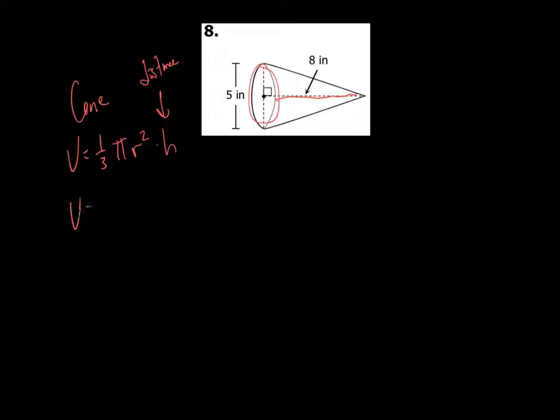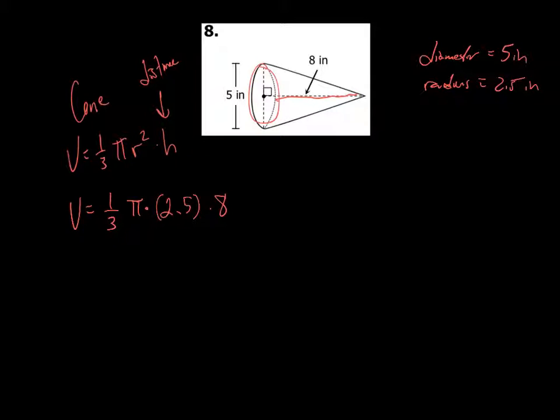So volume is going to equal 1/3 pi times, well, diameter is equal to 5 inches. So radius is going to be equal to 2.5 inches, half the diameter. So that's 2.5 times the height, which is 8 inches. And now just take your time. I guess the safest bet would be to take all of these and multiply, and then at the end, divide that all by 3. And then come at this with a final answer in cubic inches.